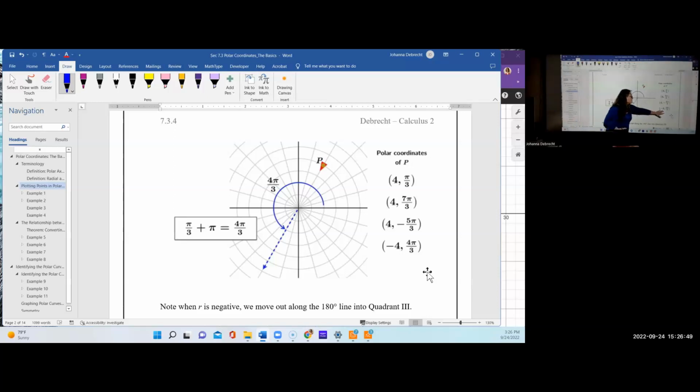I could also use -4, -2 pi over 3, and that would plot the same point. Again, we would be coming around -2 pi over 3, which would put us here in quadrant 3 along the fourth concentric circle, but it's -4, so we shoot out 180 degrees opposite and plot it on the fourth concentric circle along the 180-degree line in quadrant 1.